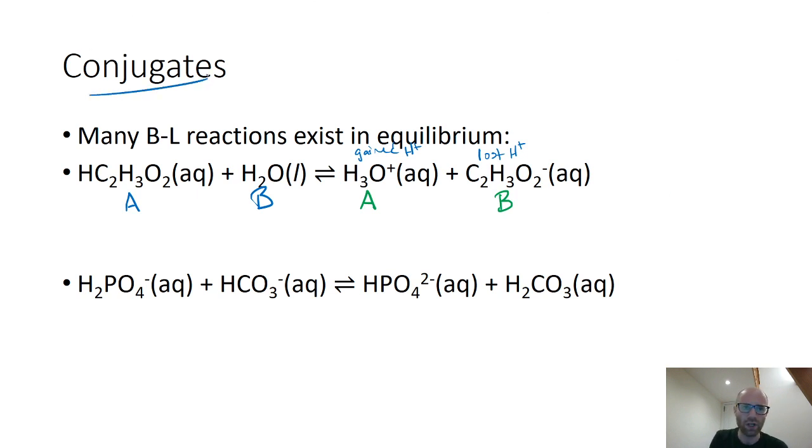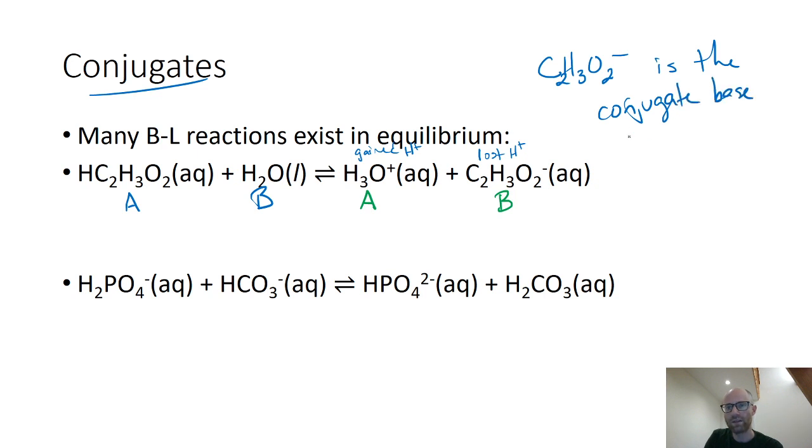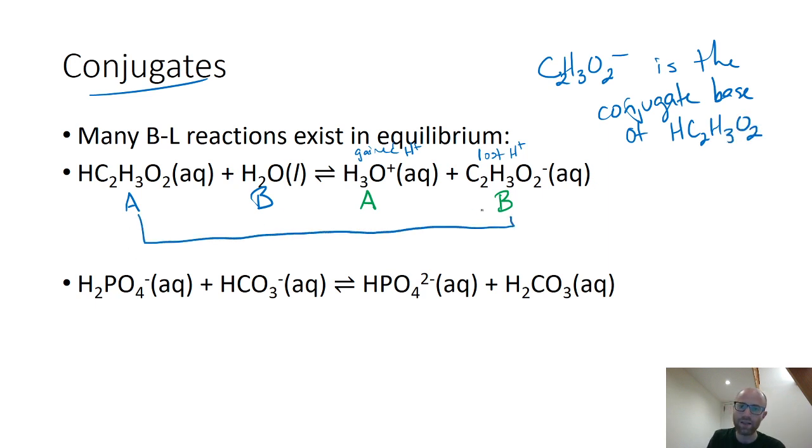And this word, conjugate, is used to refer to the pair. So what we would say is C2H3O2- is the conjugate base of HC2H3O2. So the acid will react and become the conjugate base, and the base will react and become the conjugate acid. And so this term conjugate, they say conjugate acid-base pairs. And these pairs always differ by an H+.